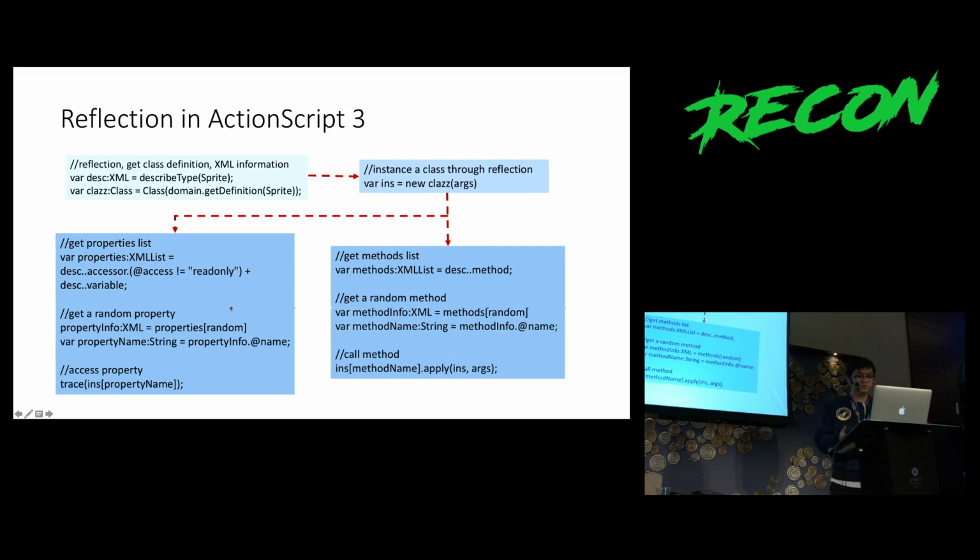So we can use this information in the XML to instantiate a class, get a property list and a method list, even with a filter, and then access the property and call the method randomly. You can see here, we get a property randomly and access the property. Here, we get a method randomly and call this method.